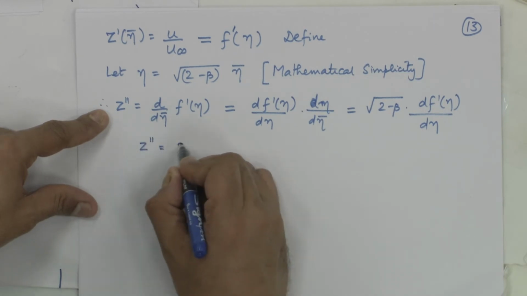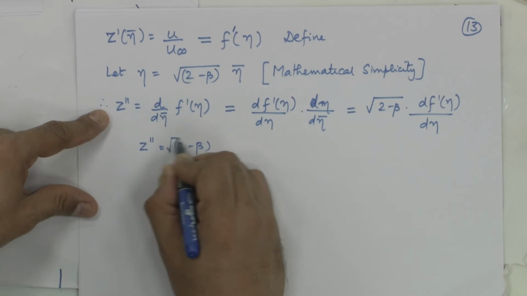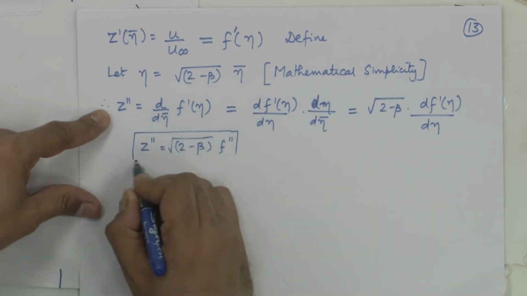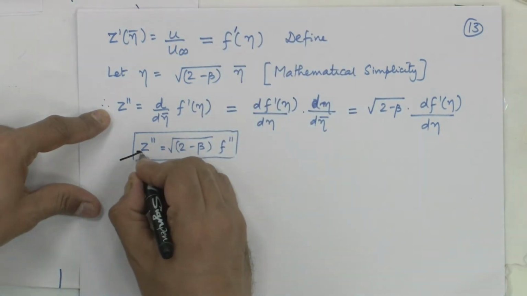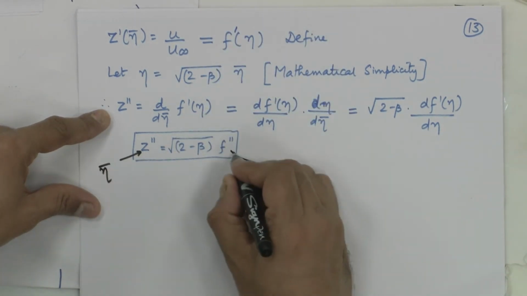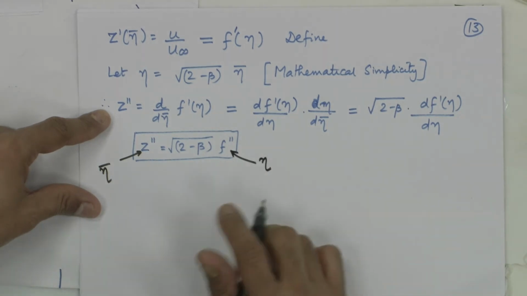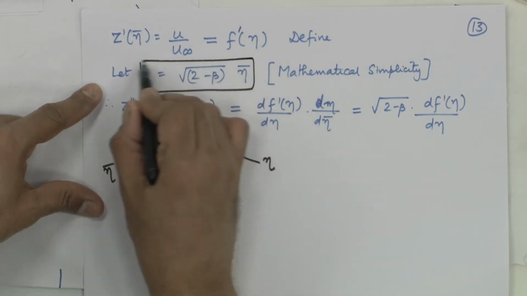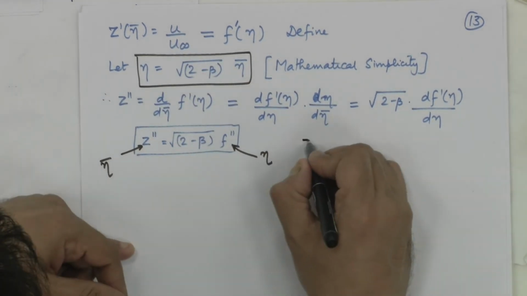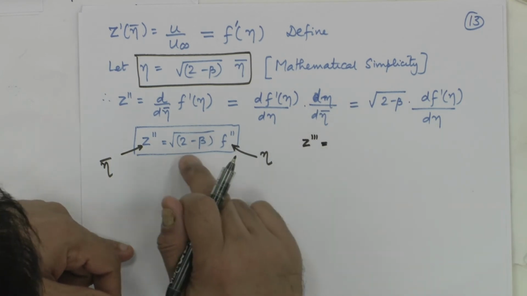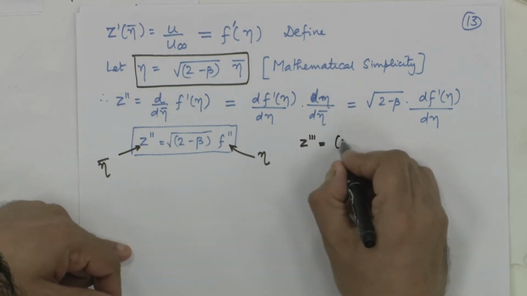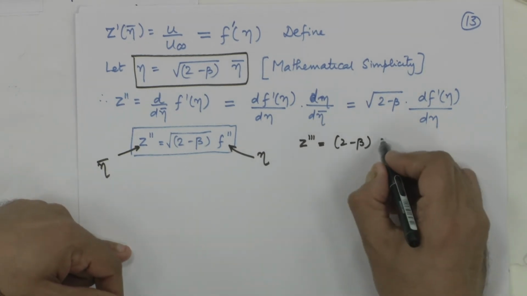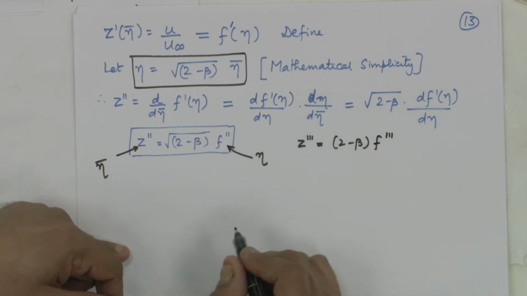Z double prime is square root of 2 minus beta times f double prime. Remember, z double prime is with variable eta bar, f is with variable eta. This is the transformation which we need to keep in mind. And if you do the third derivative, z triple prime, another square root of 2 minus beta will come. So, you will get square root of 2 minus beta times square root of 2 minus beta, so you will get 2 minus beta times f triple prime.